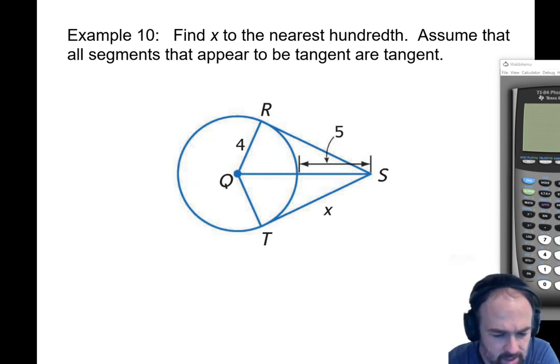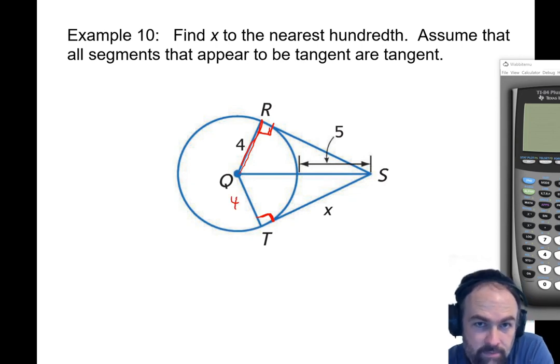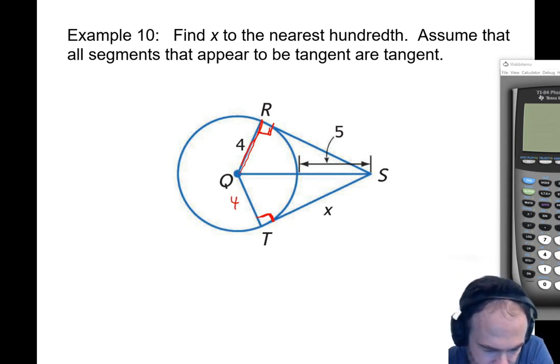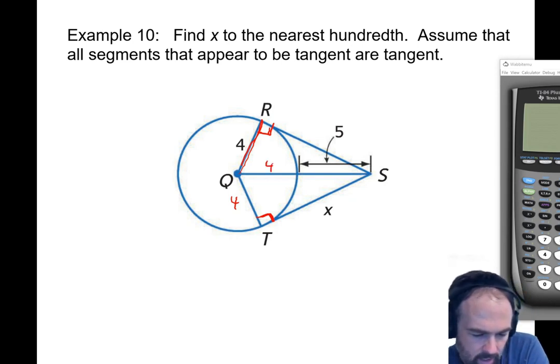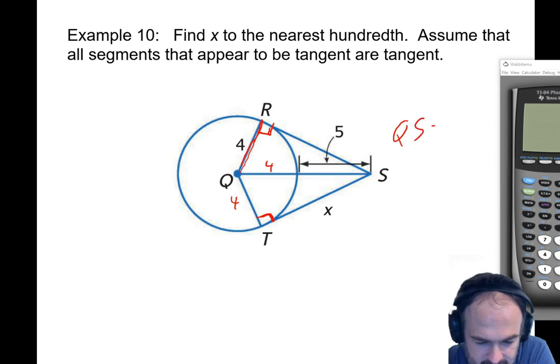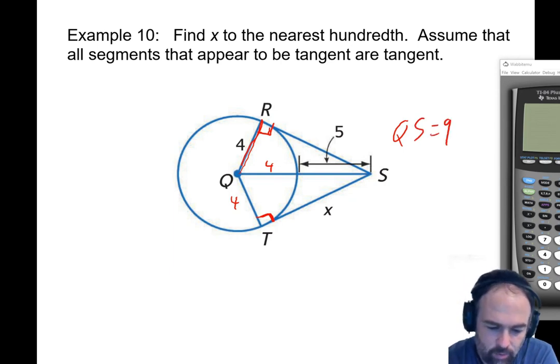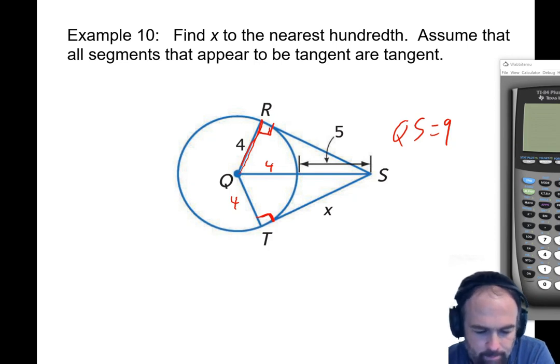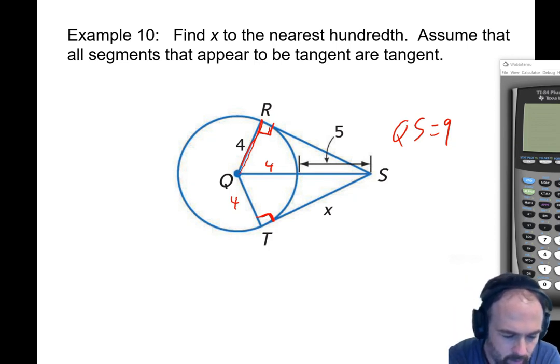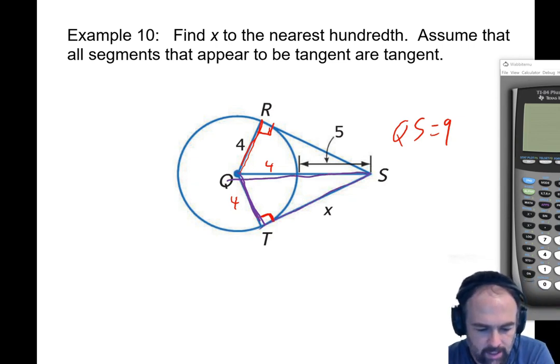If RS is tangent, then that means that this must be a right angle and this must be a right angle. Since QR is a radius of 4, QT, which is also a radius, must also be 4. Now, that means this piece right here must also be 4. And that means QS, the entire distance, is 9, because it's 4 plus 5. And then we're trying to find x. So that must mean that I have a right triangle at QTS, and my side lengths are 4, 9, and x.